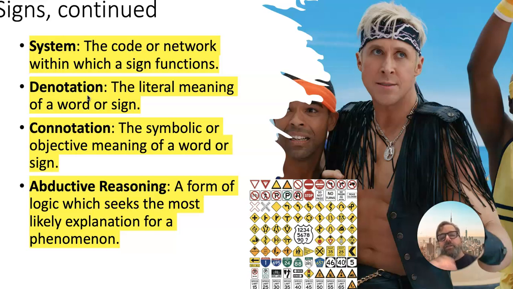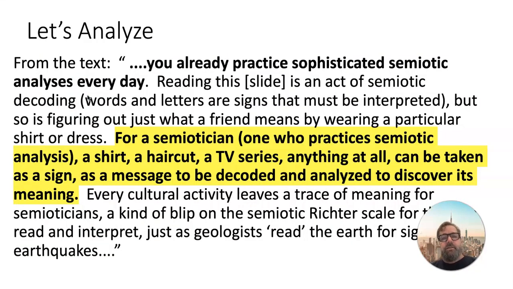So abductive reasoning is just taking all the things you see that are signs and figuring out why they're doing that. And that's semiotic analysis. This is from the textbook. I'm just going to read this yellow part here. For a semiotician, and that's you, by the way, you and me, that's what we're doing in this class. You are all semioticians now. Congratulations. A semiotician is one who practices semiotic analysis.